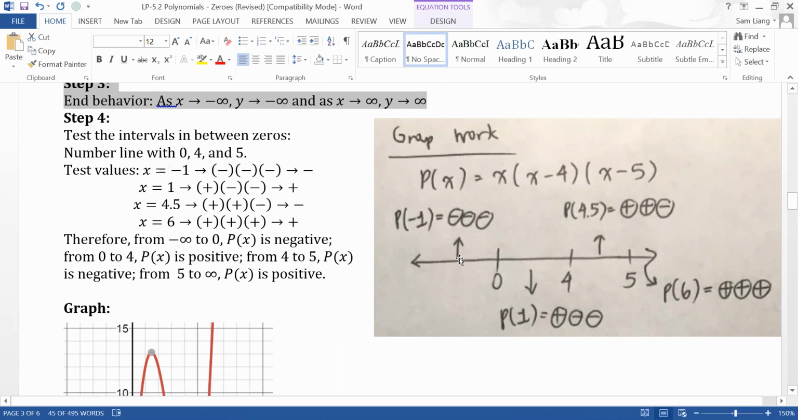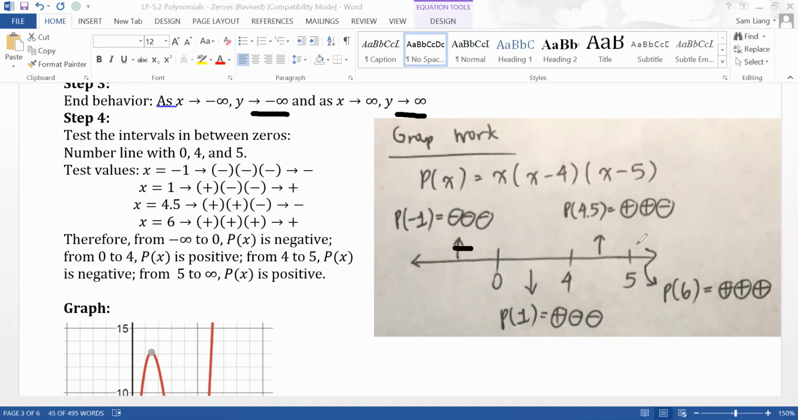For the interval on the left, we are going to test negative 1. But again, you can actually just see from the end behavior that this should be negative and this should be positive. But again, if we plug in negative 1, you'll see that this is negative, negative 1 minus 4 is negative 5, negative 1 minus 5 is negative 6. So it's negative times negative times negative, which is negative.